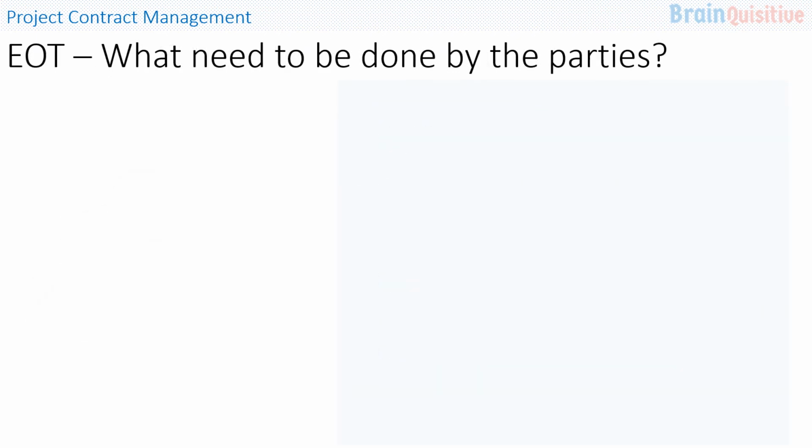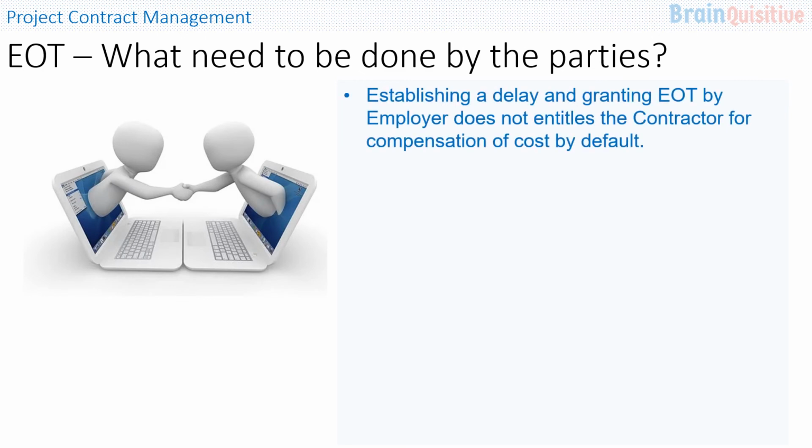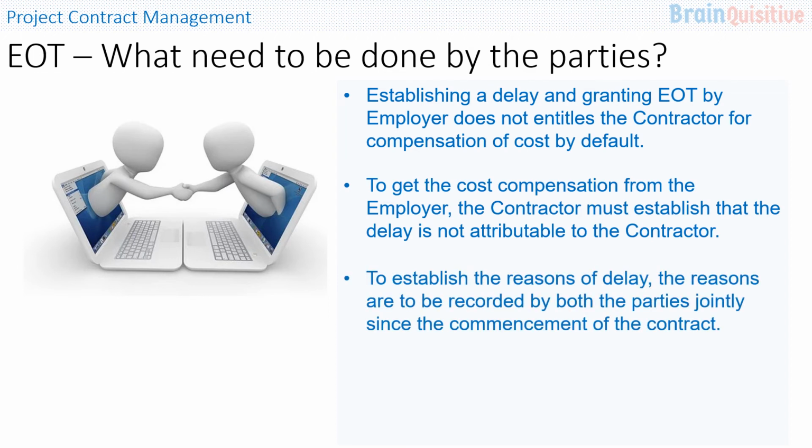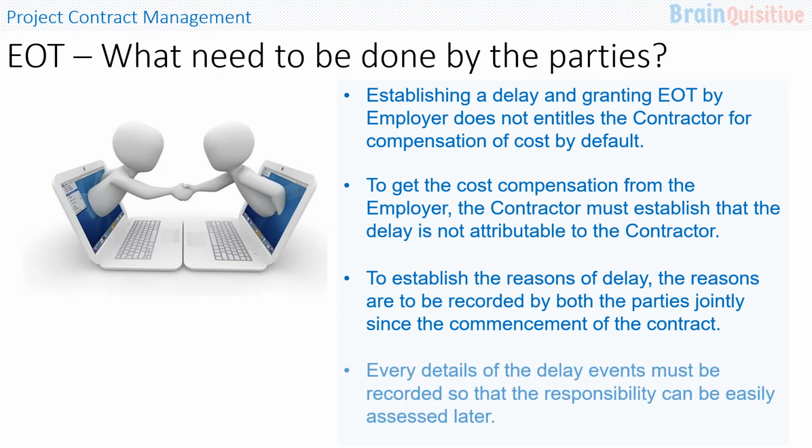So what needs to be done by the parties? First thing, establishing a delay and granting EOT by the employer does not entitle the contractor to compensation of cost by default. To get the cost compensation from the employer, the contractor must establish that the delay is not attributable to the contractor. To establish the reasons for delay, the reasons are to be recorded by both the parties jointly since the commencement of the contract, so that no dispute arises out of these at a later date.